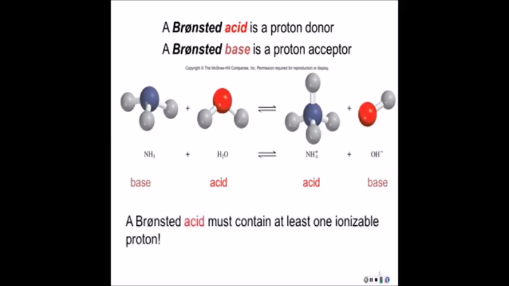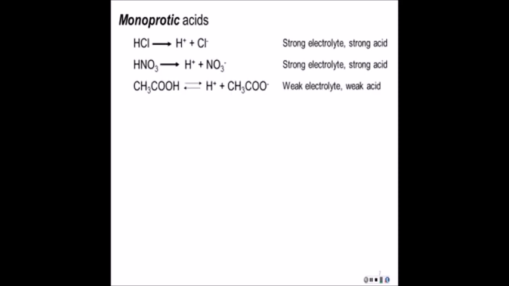So in order for a substance to be a Bronsted acid, it has to contain one ionizable proton, proton really meaning a hydrogen atom. Now we can classify acids different ways, and one way to classify them is by the number of protons they can donate. So monoprotic acids can only donate one proton when they act as acids. Now here are three examples. HCl, which is hydrochloric acid, HNO3, which is nitric acid, and CH3COOH, which is acetic acid.